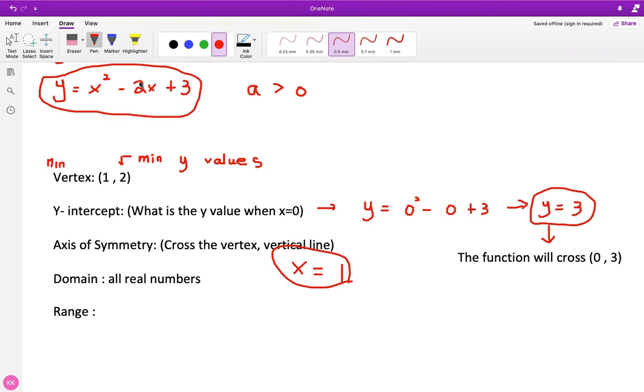So basically this is what I know so far. I know that the a value is greater than 0, it's a positive number. So when the a value is greater than 0, the vertex must be in the minimum position. And the 2 here is the minimum y value because the parabola is opening up. So everything must be greater than or equal to 2. So we have y greater than or equal to 2 for our range.